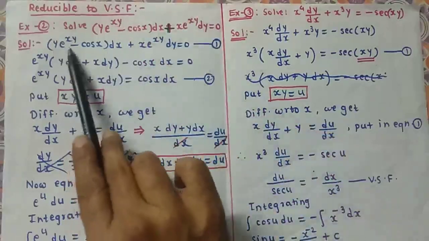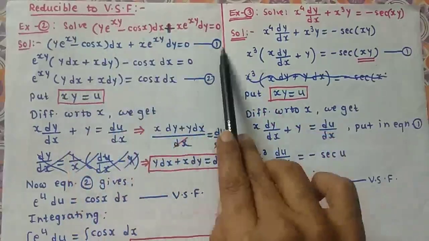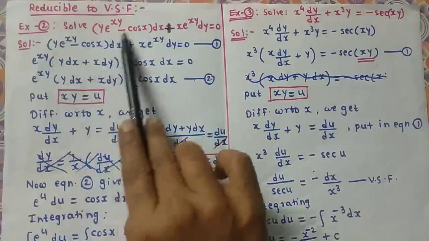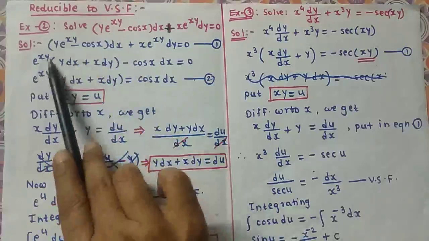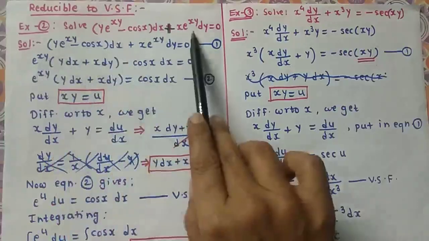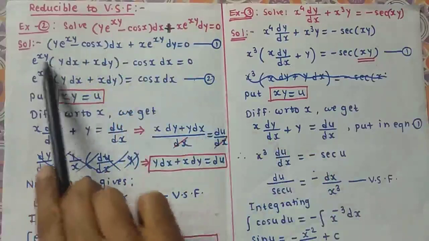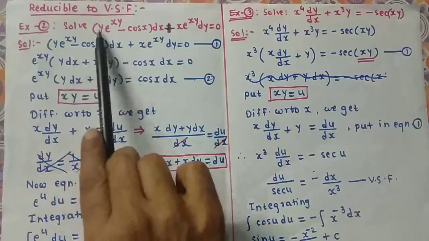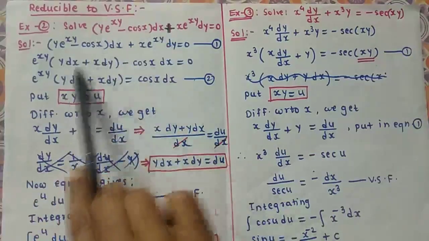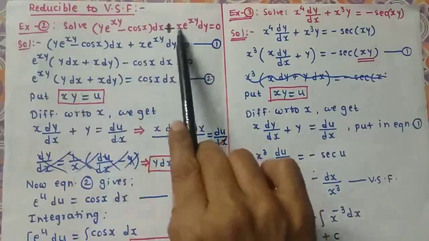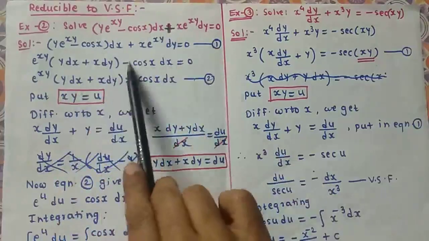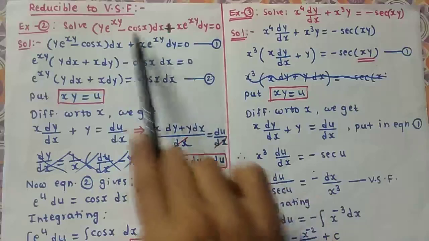So first of all we write the given differential equation, and we denote it by 1. Then we take e raised to power xy common from these two terms. So we get e raised to xy into, in the first term simply remains y dx, plus in the second term simply remains x dy, minus cos x dx equals to 0.